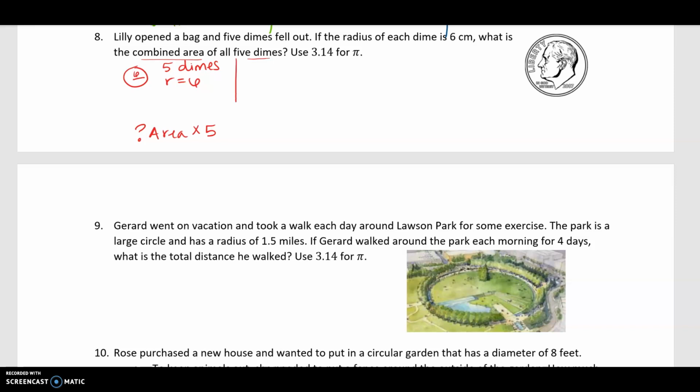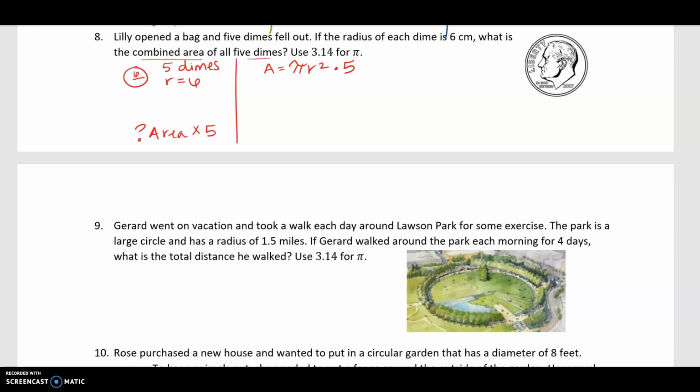Okay. So now I'm going to make my plan. So when I plan it, I know I need to find the area first. So area equals pi r squared. And then there's 5 of them. So I'm not going to forget to multiply by 5. Okay.